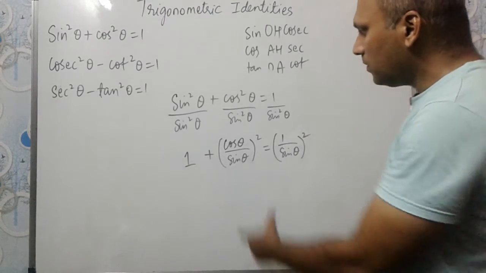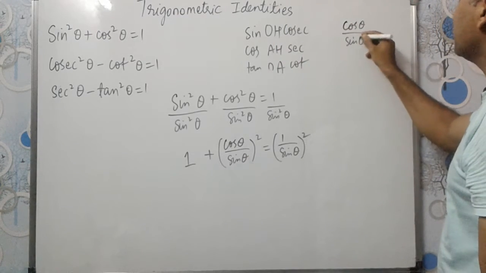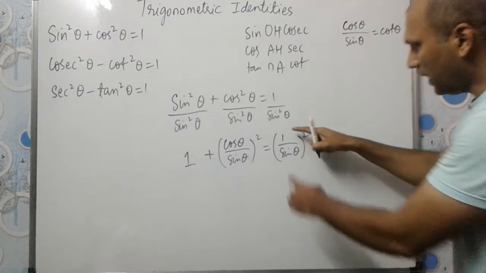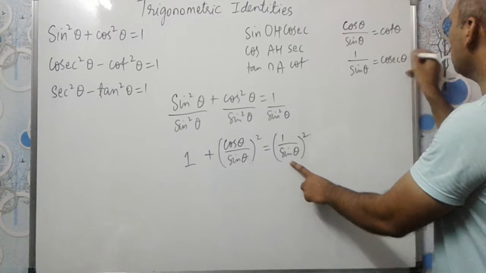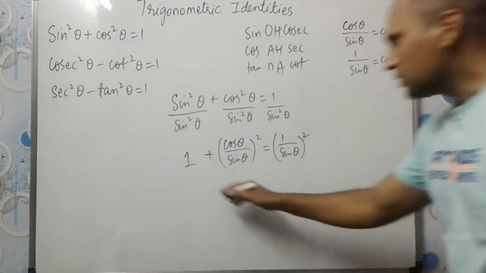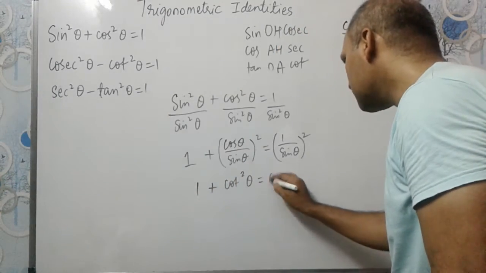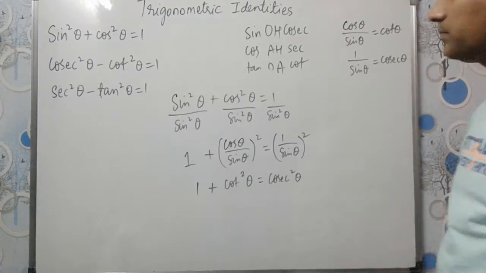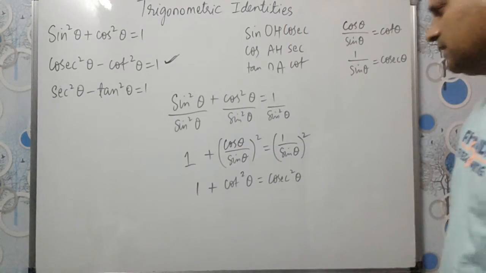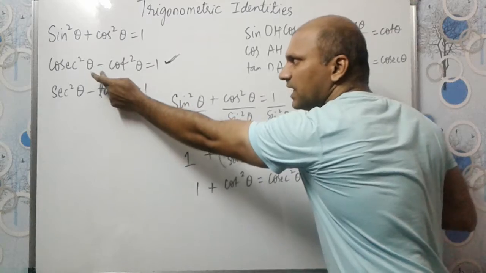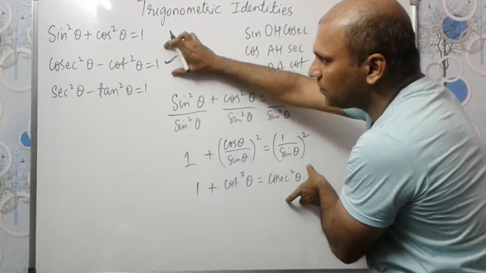Now we know cos theta divided by sin theta is equal to cot theta. And what is 1 by sin theta? 1 by sin theta is equal to cosecant theta. So this will be 1 plus cot, we have a square, is equal to cosecant, we have a square here. See, we got the second identity. How did we get that? You must be wondering, we have a minus here, why do these two things look different? They are not different, they are one and the same.